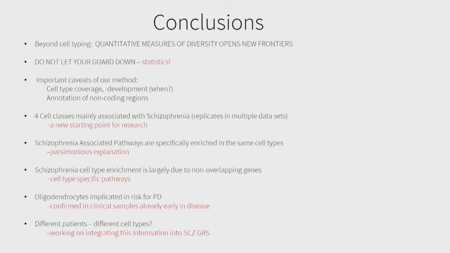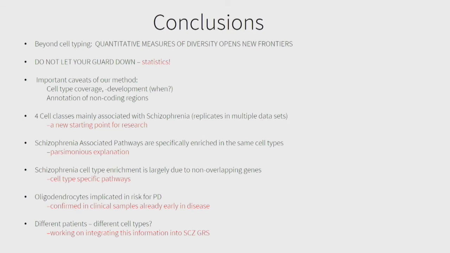And then I think the other major caveat is that we have a very bad annotation of the non-coding regions. The SNPs for schizophrenia, for instance, are all in gene regulatory regions. Very few of them are actually in the exons. And having a better method to call which SNP actually affects the gene would make this method much more reliable. Okay, but with those caveats, we see four larger classes mainly associated with schizophrenia, and this replicates in multiple data sets. I think it's a new starting point for schizophrenia research.